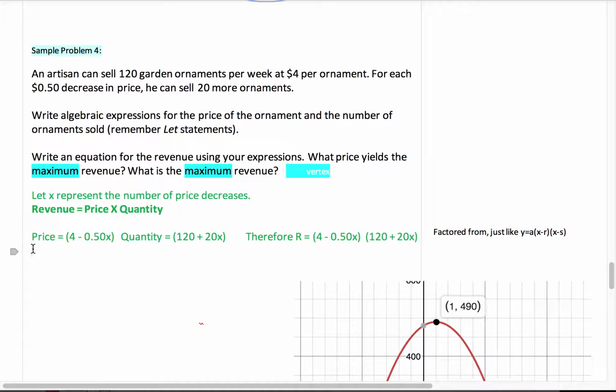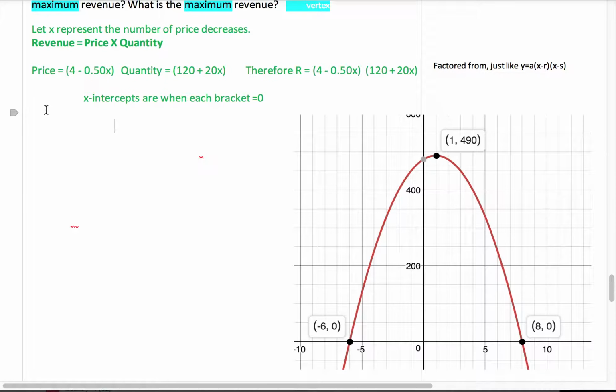So if we want to find the maximum, we need the vertex. To try and find the vertex from factored form, we start off by finding the x-intercepts by setting each bracket equal to 0. And then from that we'll be able to find the vertex. So here's what that starts to look like. The first bracket equals 0, 4 minus 0.50x equals 0. Rearrange that, you find x equals 8. Solve it. Okay, and the quantity expression, the second bracket equals 0. Solve for x, you get x equals -6.